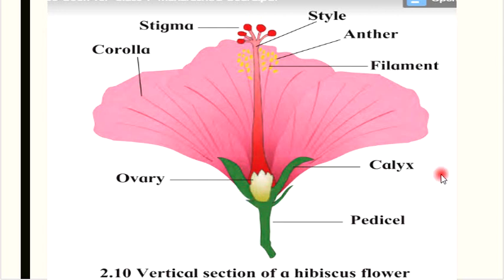There is the calyx, which is the outermost wall of the flower, which is green in color and protective in nature. The petals in bud condition are covered by the calyx. There is the corolla, that is the petals, and they may be colored or white.